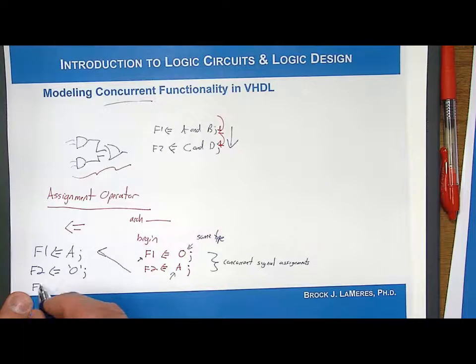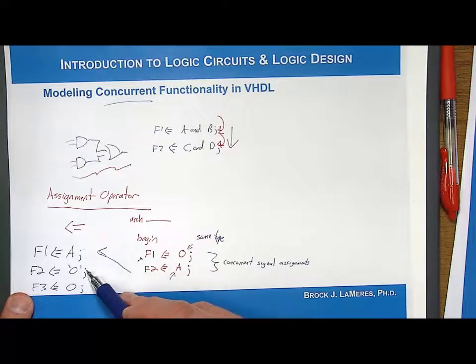Notice that if I did this, that is not interpreted as a bit. It will be interpreted as the ASCII character 0. So that's an example of character, bit, character.